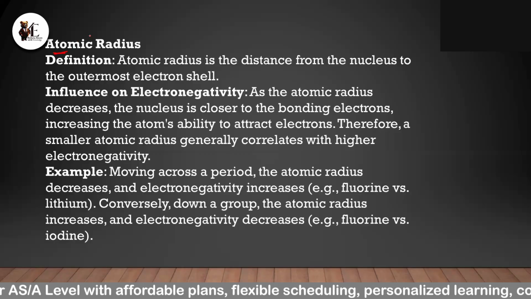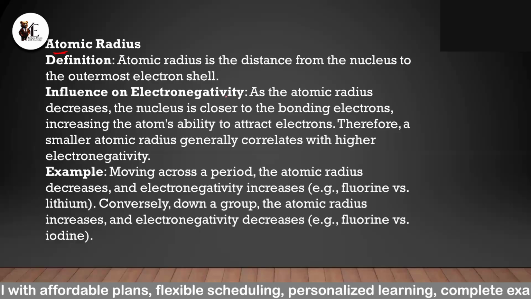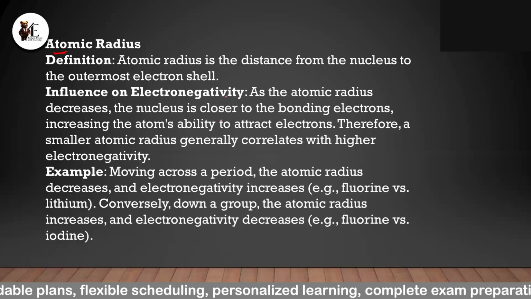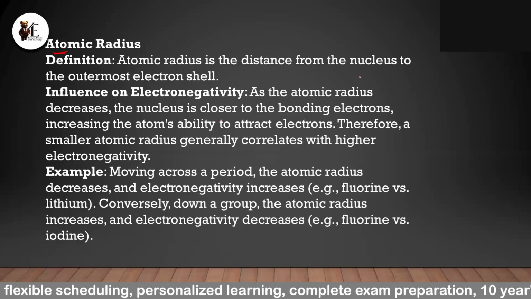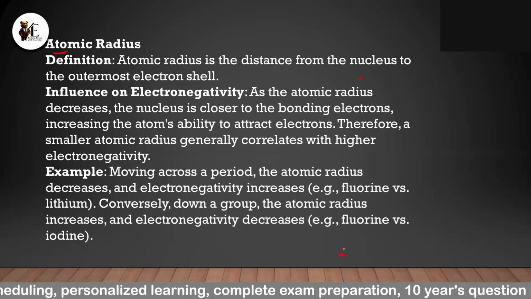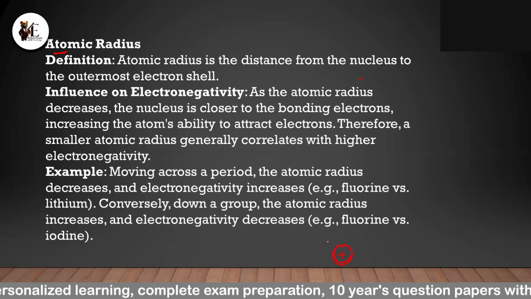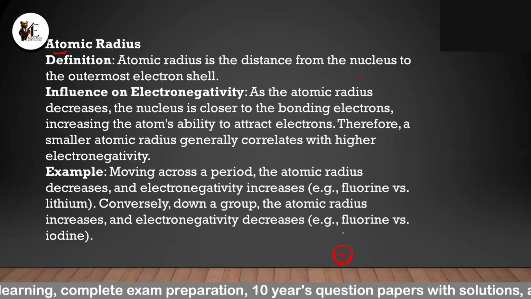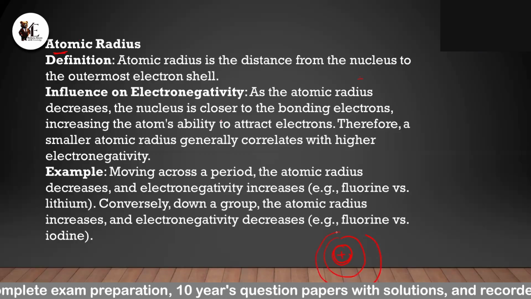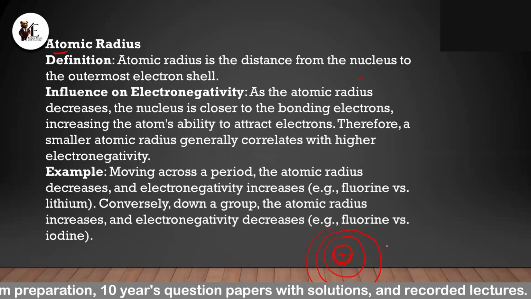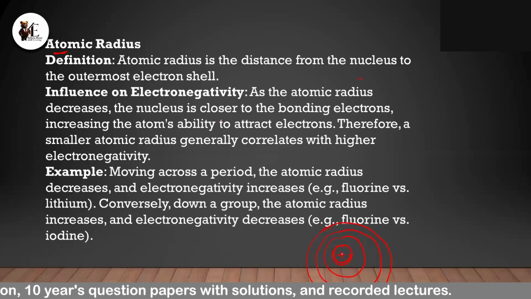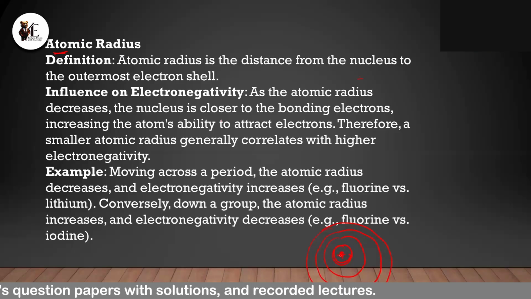So the second factor is your atomic radius. Do you know what an atomic radius is? It is the distance from the nucleus. For example, this is my atom, which is positively charged. This is the nucleus, and these are my electron shells. Suppose this atom has 3 electron shells. The distance from the center of the nucleus to the outermost electron shell is called the atomic radius.